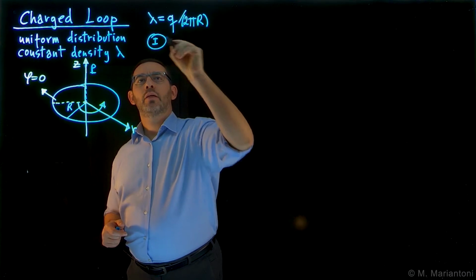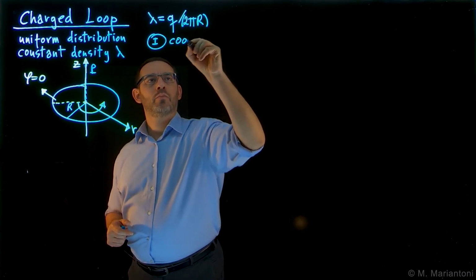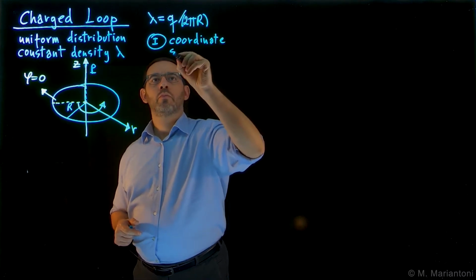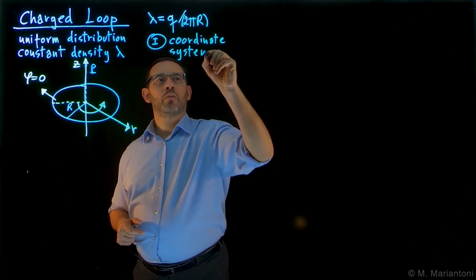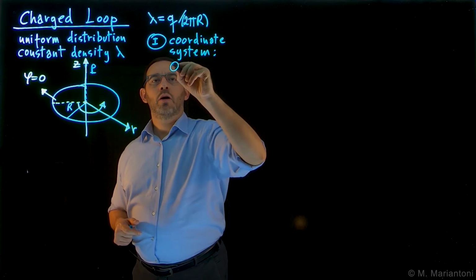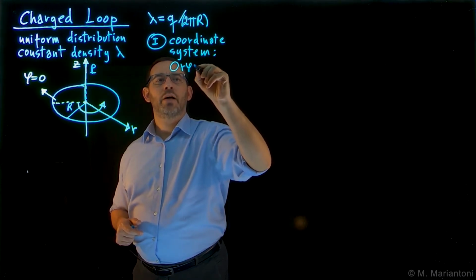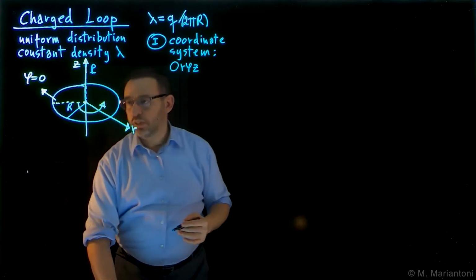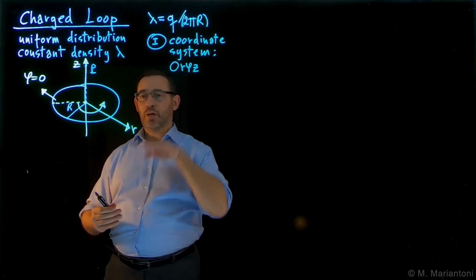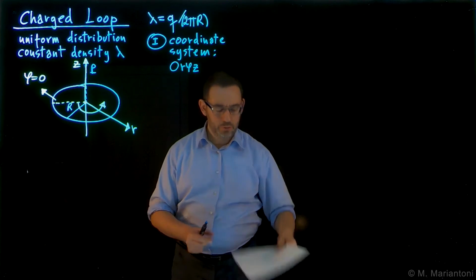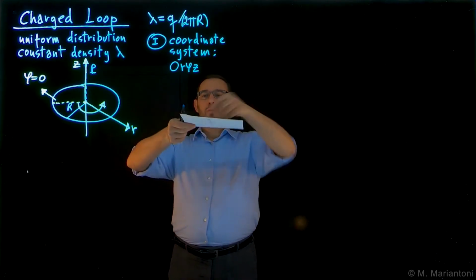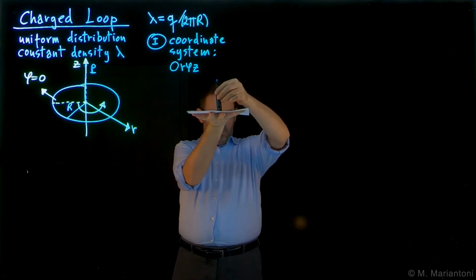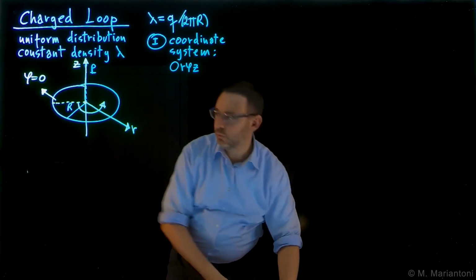Let me rewrite all the steps so we don't forget. Step 1 is the coordinate system. In this case, we have chosen an origin and r, phi, z, a cylindrical coordinate system. Let's project it downward here so we can look at this problem from the side. So again, the way this works is that we have a circle, and we want to find the electrostatic field normal to this circle. Now I want to look at this problem from the side. So this is the projection I'm doing here.